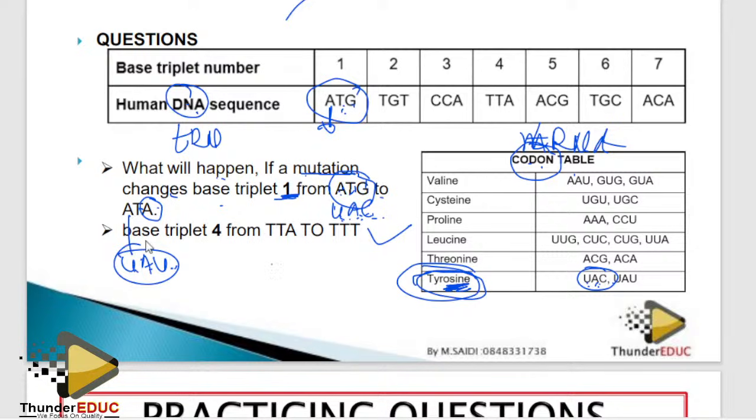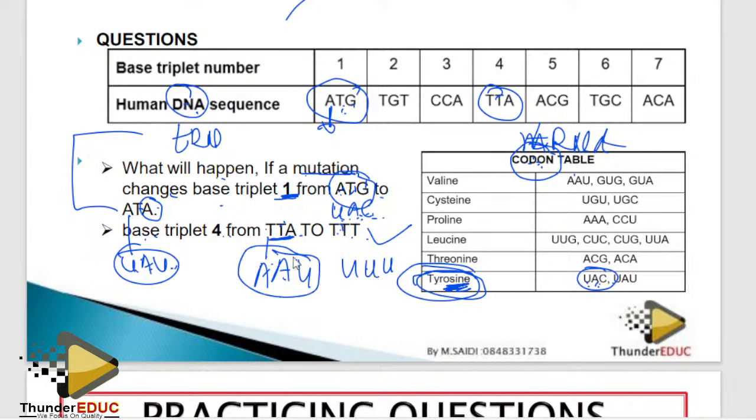Then what about base triplet number 4? So this is the first instance. The second instance: what will happen to a protein if the base triplet number 4, ATA, is changed to ATT? So ATA, I have to convert it because I need them to be in messenger RNA. T goes with A, U, and then this one is going to be U. So this will change into this. This will code for this, and this will code for this. That's point number 1.